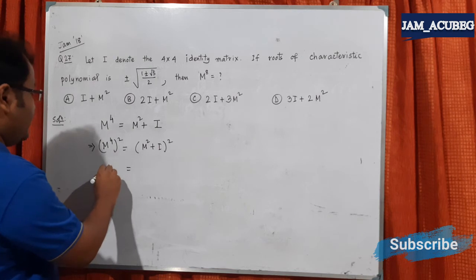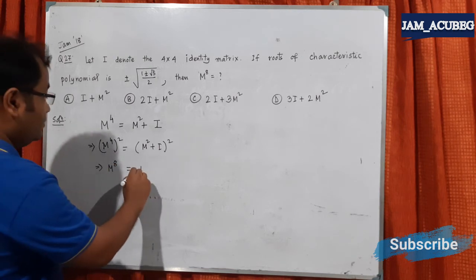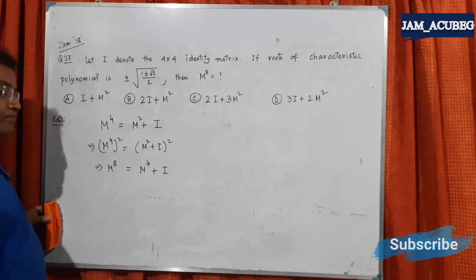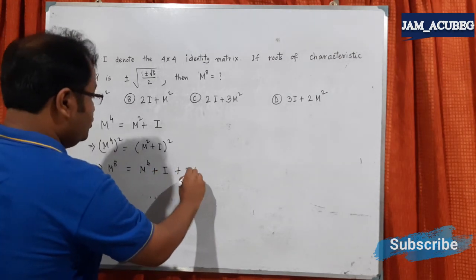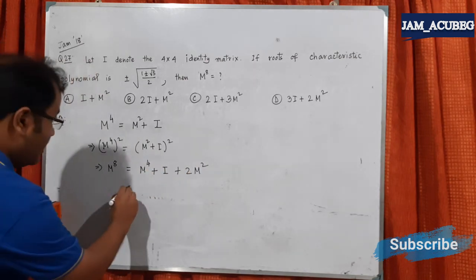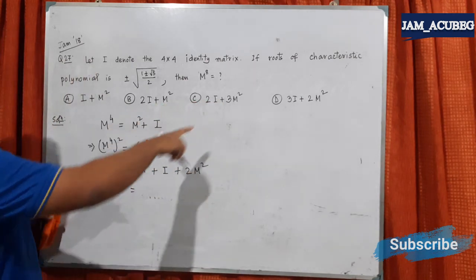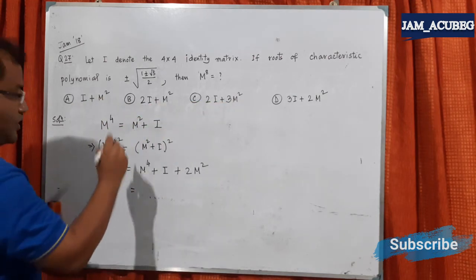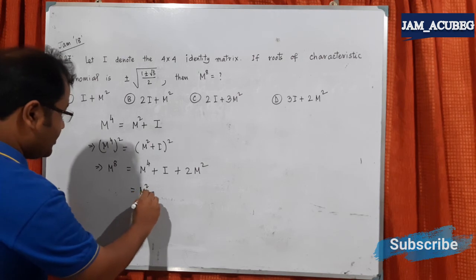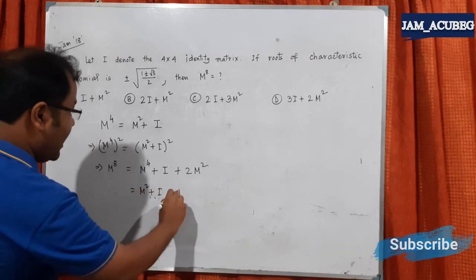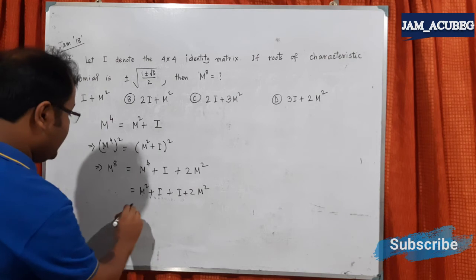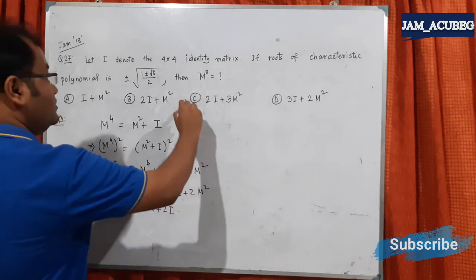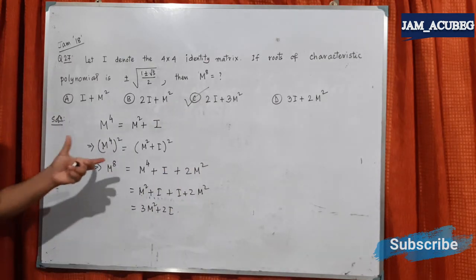So it will give you m to the power 8, and it will give you m to the power 4, plus I square means I, plus 2m square. Now you see there is no answer like this, all the answers have m square terms. So m to the power 4 is again m square plus I. So if you just put m square plus I, plus this I, plus 2m square, finally you get 3m square plus 2I, which is this answer. So I think you can understand this.